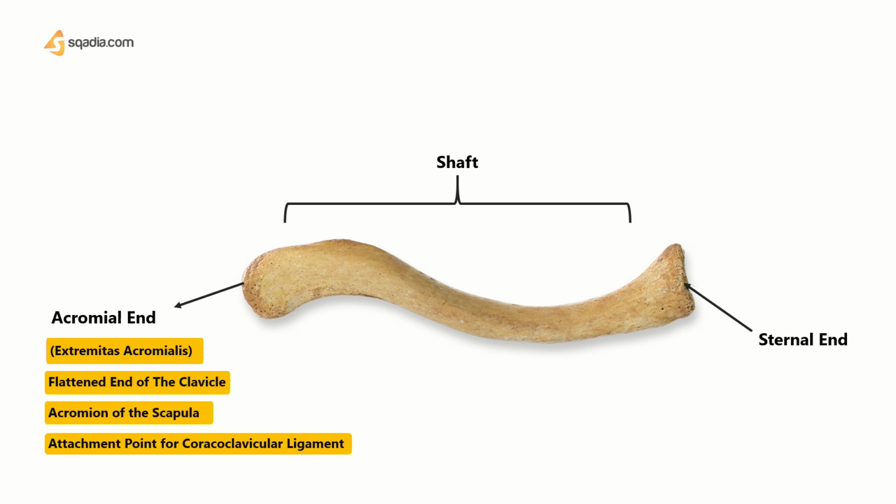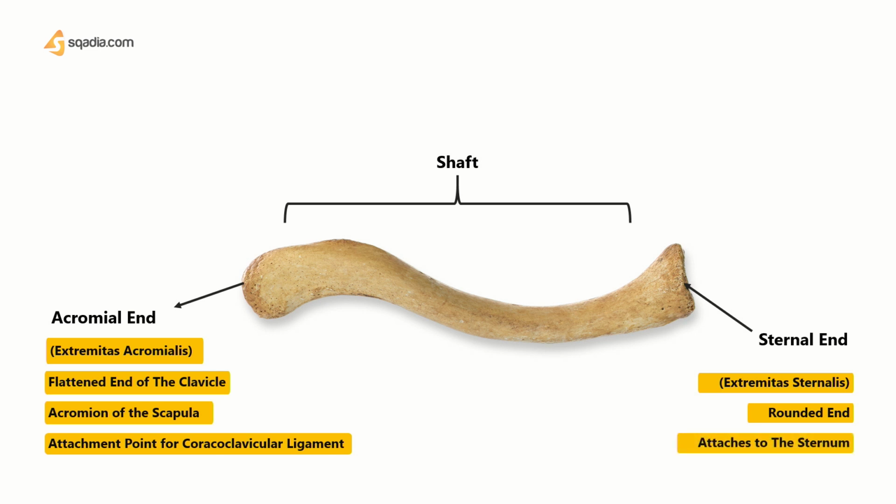The other end is the sternal or the medial end. This is the part of the clavicle that is facing towards your body. It is basically a rounded end which articulates with the clavicular notch of the manubrium sterni. It gives attachment to the interclavicular ligament, which binds both the clavicles on each side, and also has an articular disc for the sternoclavicular joint, giving attachment to the capsular ligament of the joint.